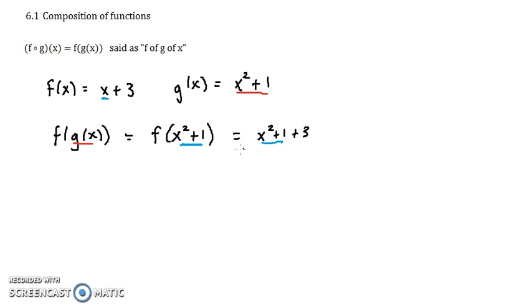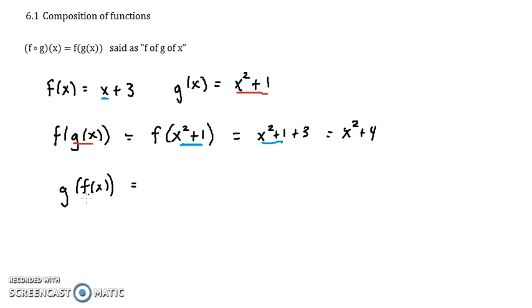All right, and that's our composition of functions. And we can tidy that up a little bit and say that's the same as x squared plus 4. Okay, so that's f of g of x. Now we could do g of f of x.